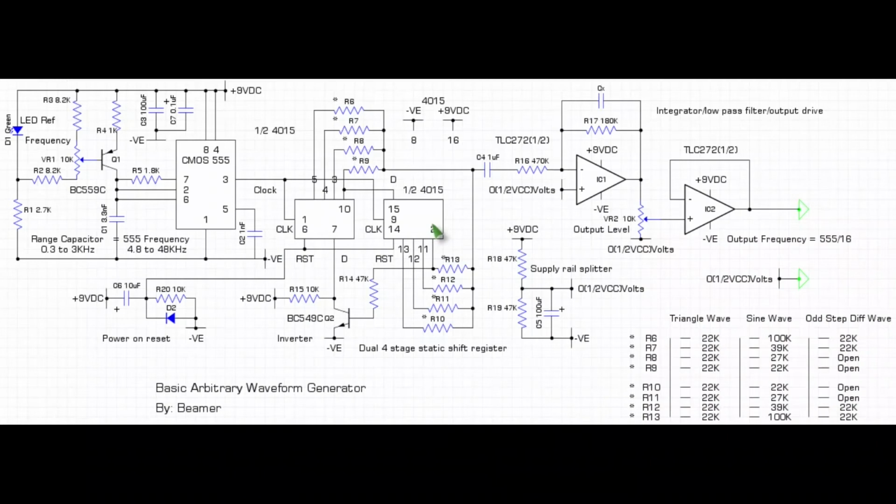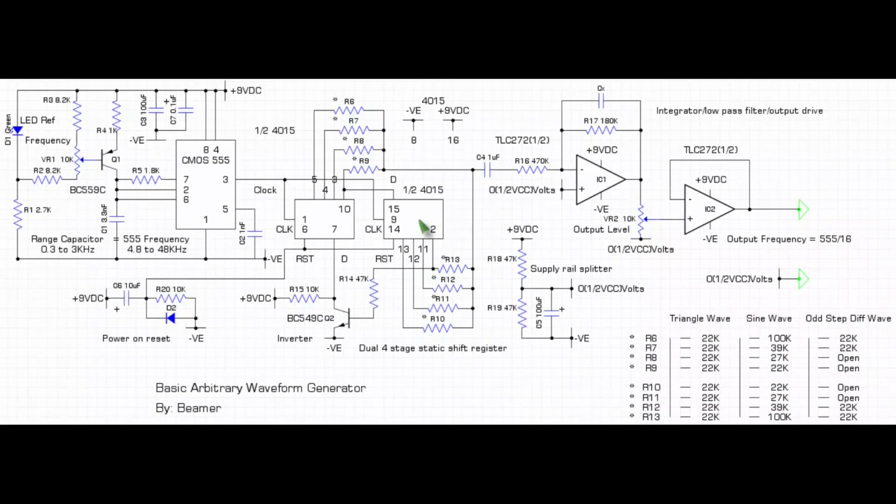Moving along, within the 4015, the output of the last stage effectively goes into the D input of the first stage, but it has to be inverted. And what I've done here, I've put a little transistor, the Q2, which is the BC549C, operating as an inverter, and that goes into the D of the first stage, and the input of the base is derived from the output of the last stage.